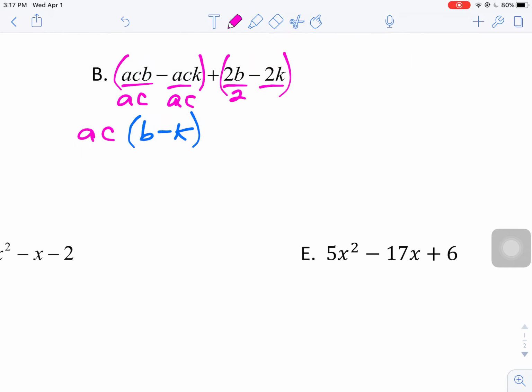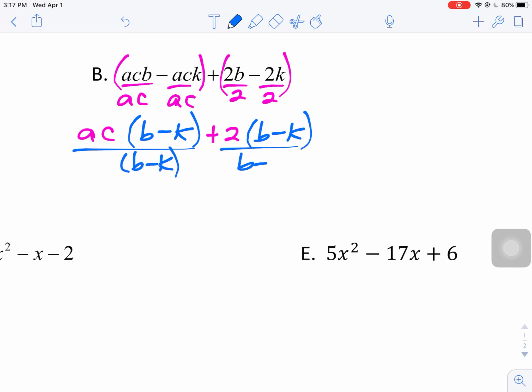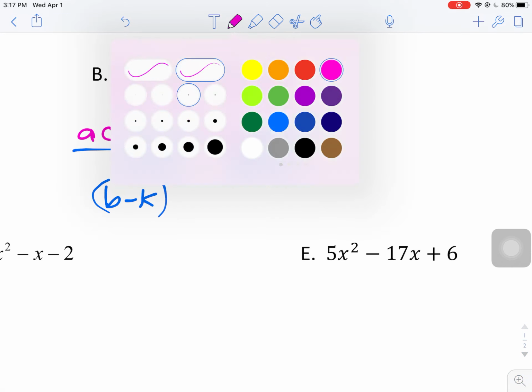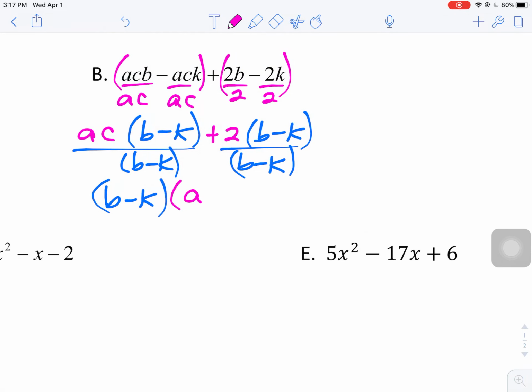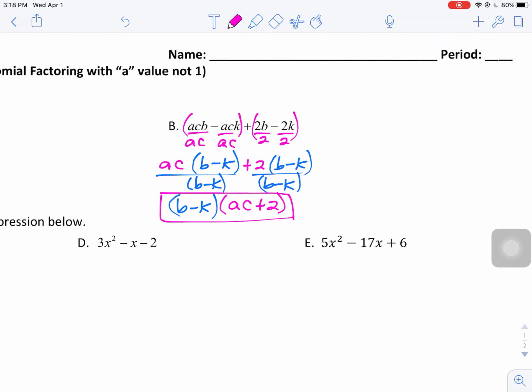In the back set of parentheses, I have a GCF of 2. So I'm going to factor out the 2. And then the leftovers are B minus K. So both terms have that blue B minus K. So I'm going to factor that out in the front. It's the new GCF, B minus K. It's getting factored out in the front. And then AC plus 2 are my leftovers that I'm going to put in the back.